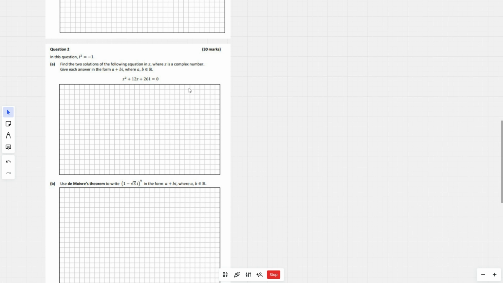In this question, i squared is equal to minus 1. Find the two solutions of the following equation in z, where z is a complex number. Give each answer in the form a plus bi, where a and b are real numbers.